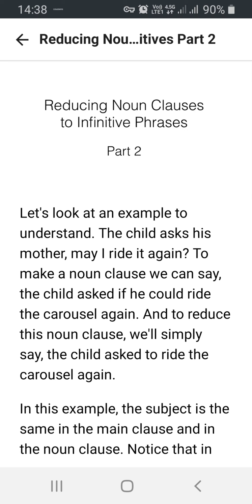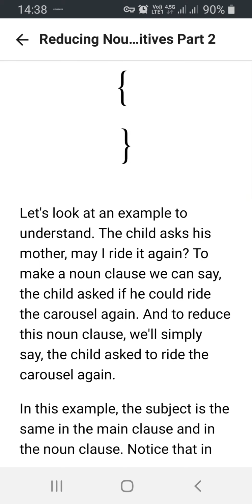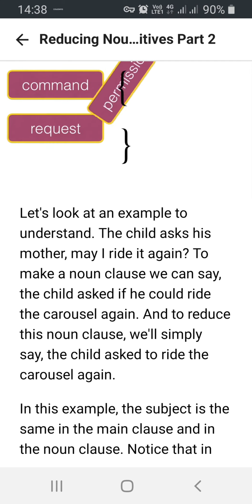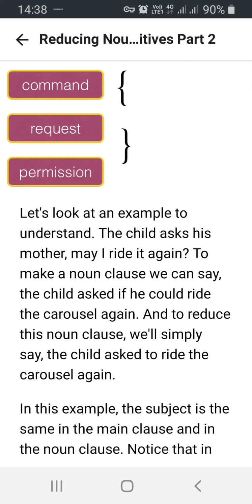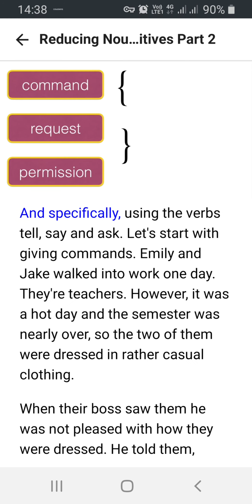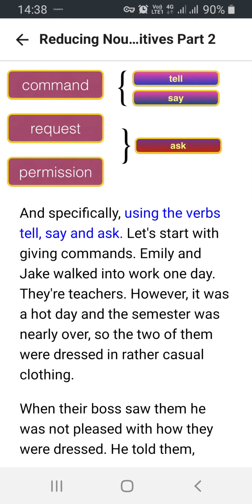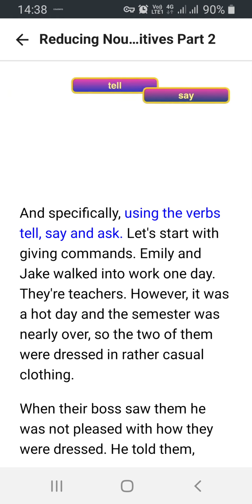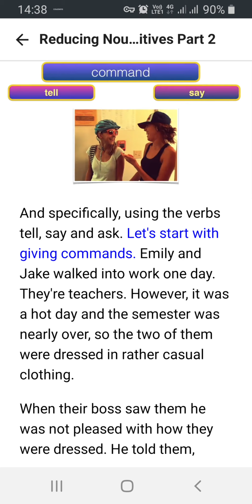Reducing noun clauses to infinitive phrases, part 2. In part 2 of this lesson, we're going to talk about the second category of noun clauses that can be reduced to infinitive phrases. This involves making commands, requests, or asking for permission, and specifically using the verbs tell, say, and ask. Let's start with giving commands.